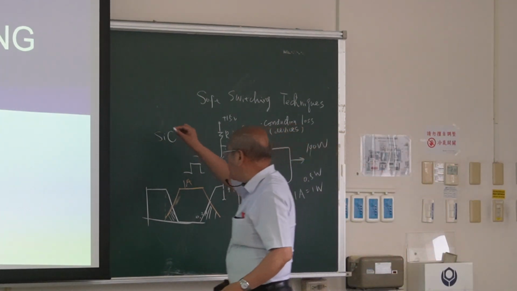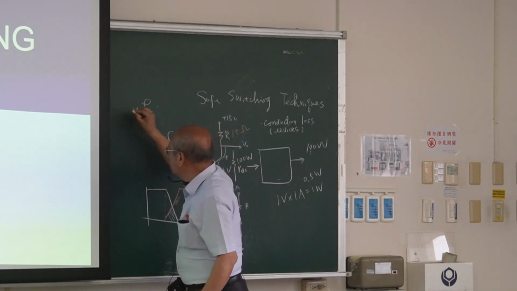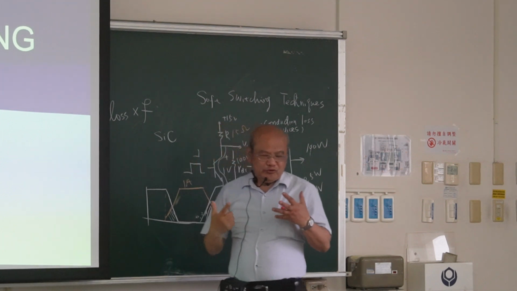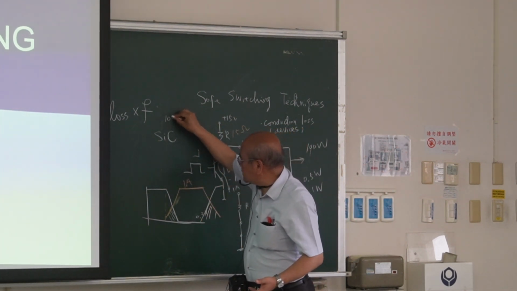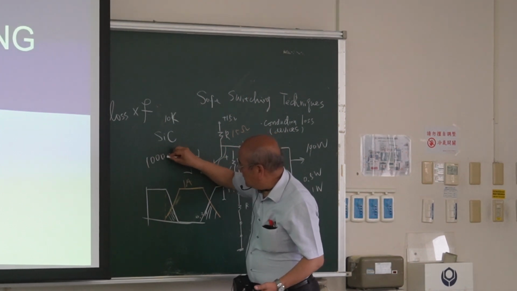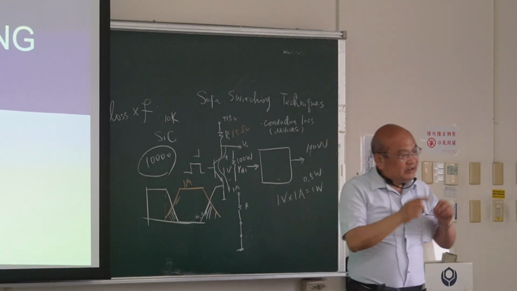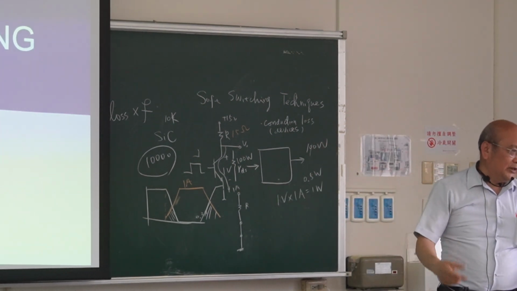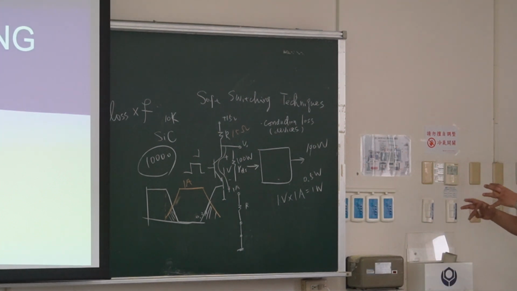So the switching loss is proportional to frequency. So it is proportional to switching frequency. What is your switching frequency? 10 kilohertz. So you have to multiply by 10,000 times. So it becomes huge, right? So my second question is, can you reduce switching loss? Yes or no? Yes. Can you reduce switching loss? You cannot reduce conduction loss, right? Can you reduce switching loss? Yes. How can you do that?